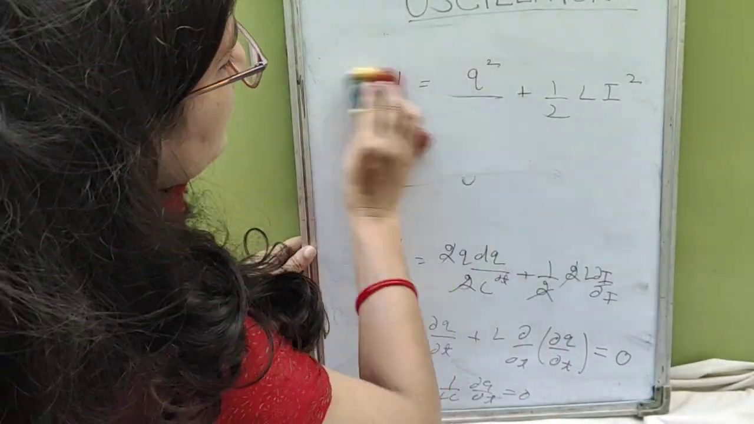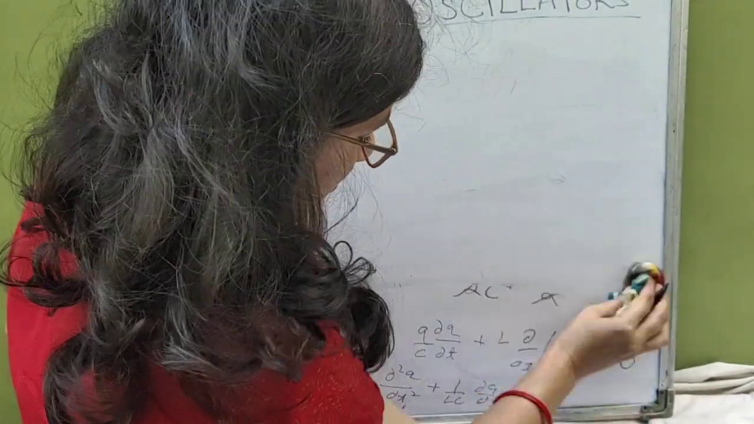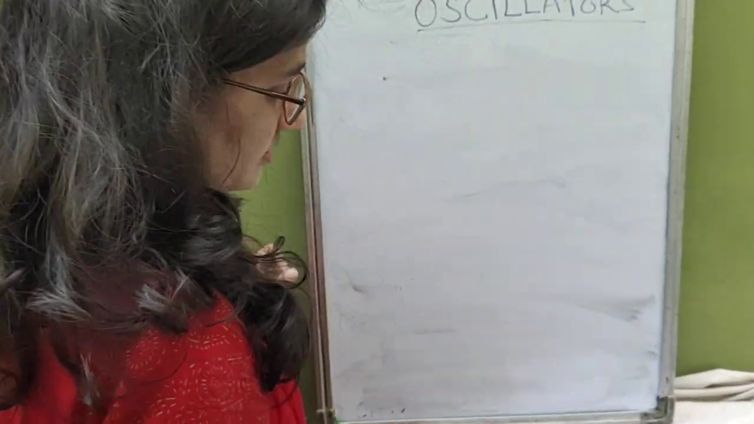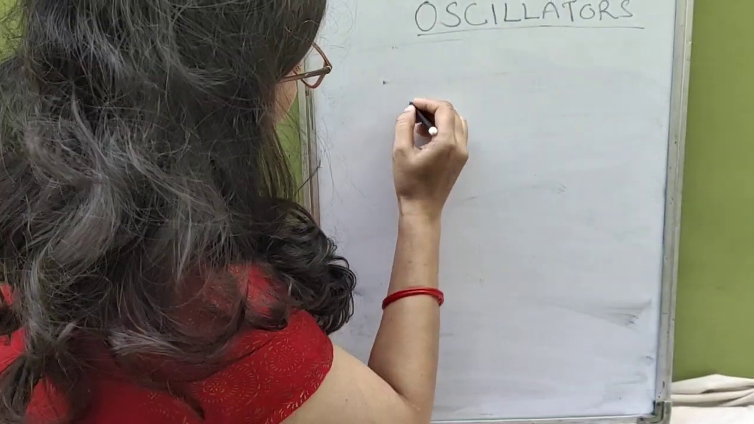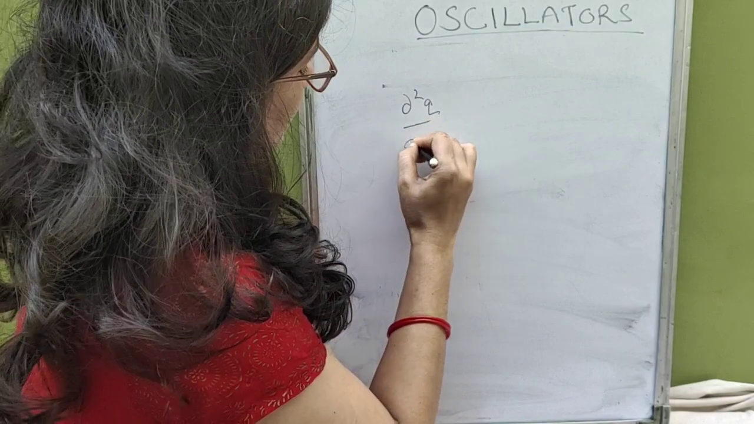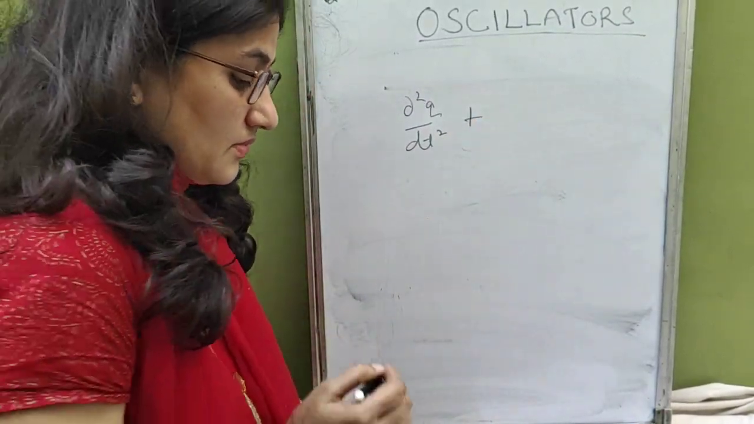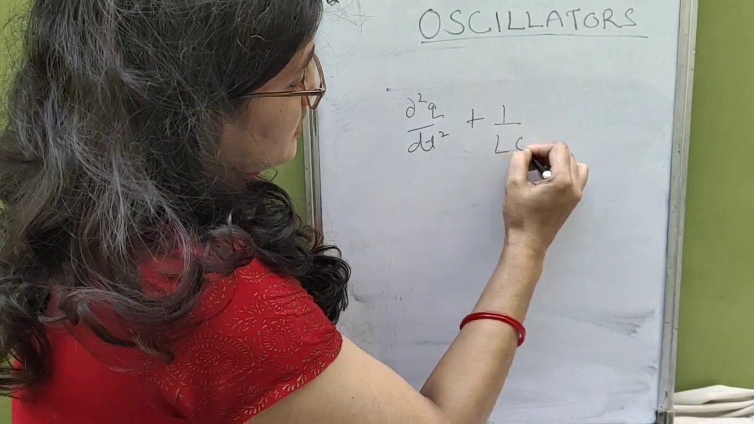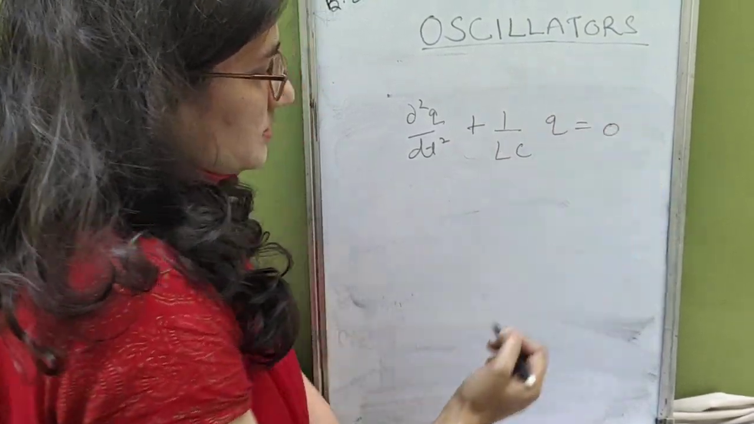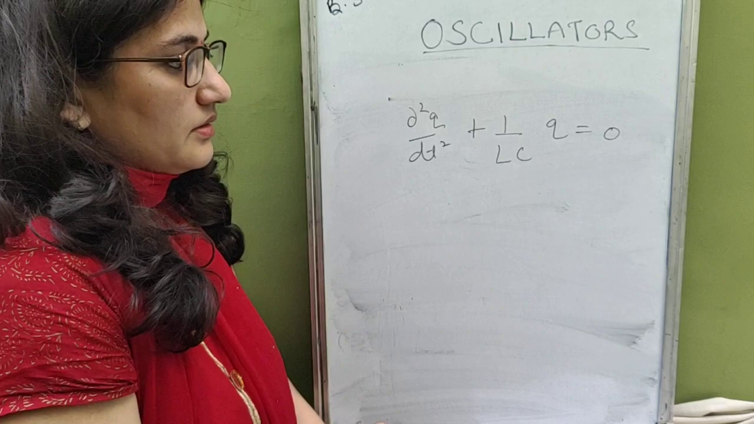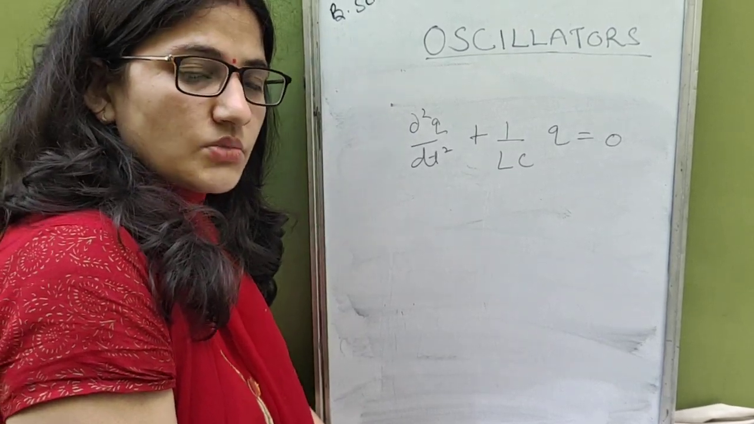So we get a second order equation. What is this second order equation? This is the second order equation: d square q by dt square plus 1 by LC into q is equal to 0. This is your second order equation, and this is the solution of simple harmonic motion.